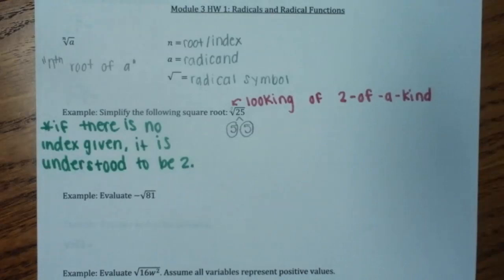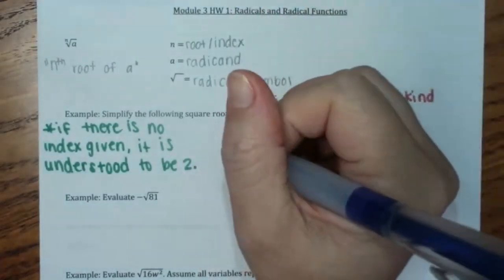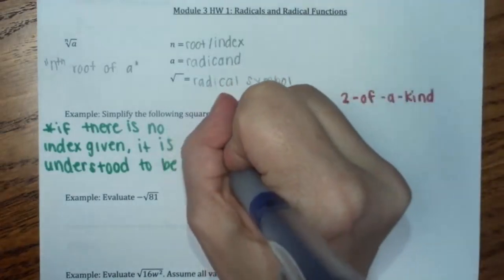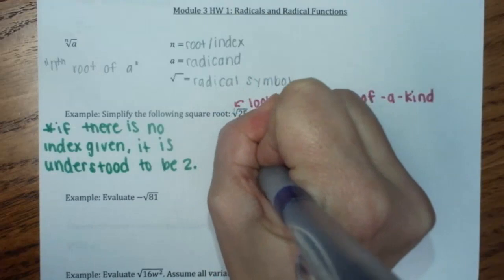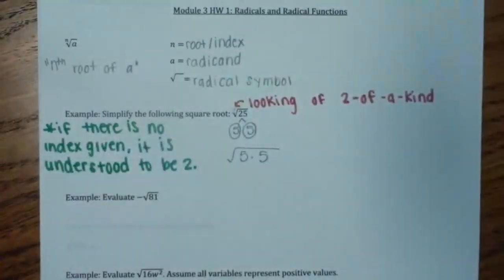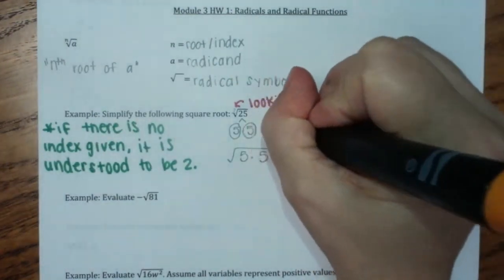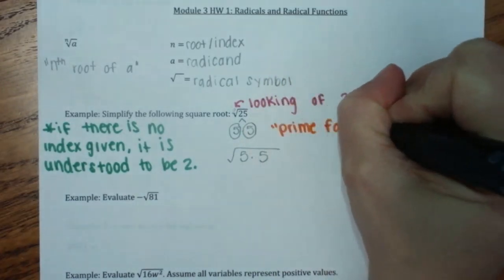I know that the square root of 25 is the same thing as saying 5 times 5. So I can rewrite it. I could say the square root of 25, but instead of writing 25, let's write 5 times 5. This is what's called the prime factorization. I broke it down until the numbers are prime, meaning I can't break it down anymore.